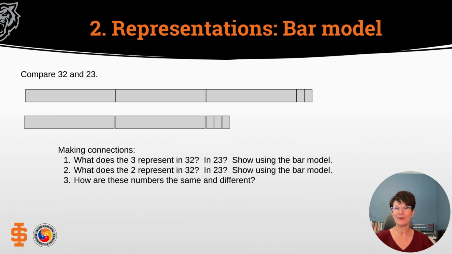Pressing students to show how the model represents the digits in a numeral emphasizes the idea that the 3 is 3 units of 10 in 32 and 3 units of 1 in 23. Though both numbers use the same digit, the places of the digits signify different units, as we see in this bar model.